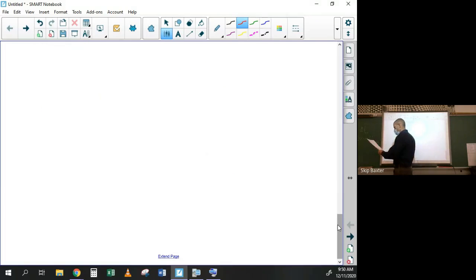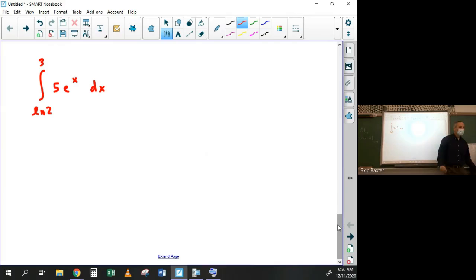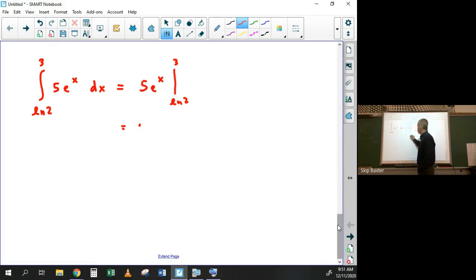Let's just do 2 more examples. How about the integral from ln2 to 3 of 5e to the x? What's the integral of 5e to the x? 5e to the x. ln2 to 3. So this just means it's going to be 5e cubed minus 5e to the ln2.